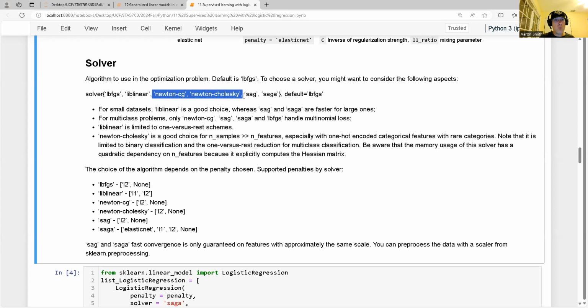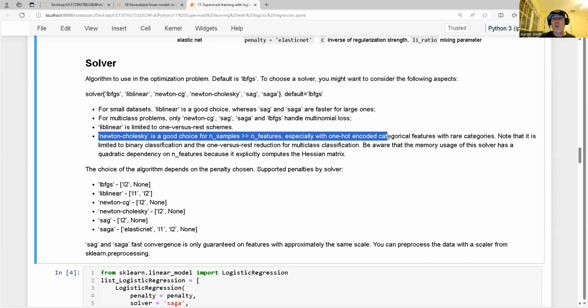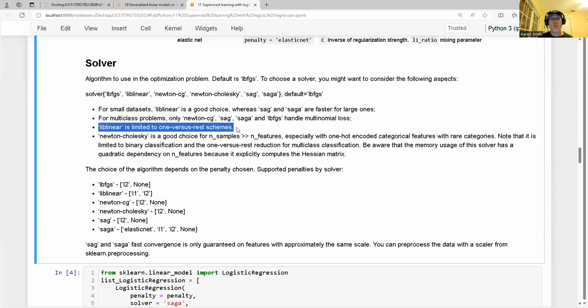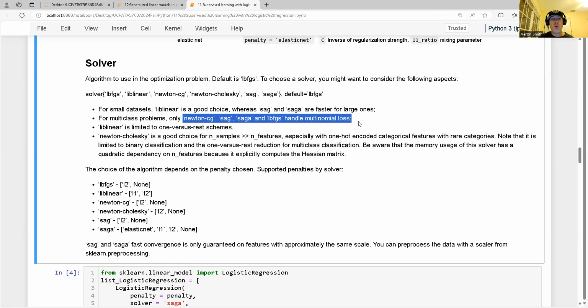and Newton Cholesky. Newton Cholesky is a good choice when our sample size is much bigger than our features, especially when we have one hot encoding going on, our dummy variables. I copied and pasted this from the help documentation. Liblinear is good when we do one versus the rest schemes for multinomial. And for multi-class problems, only Newton CG, SAG, SAGA and LBFGS handle multinomial loss.